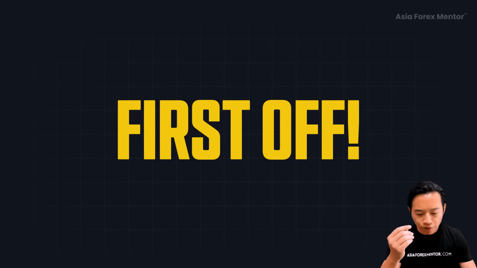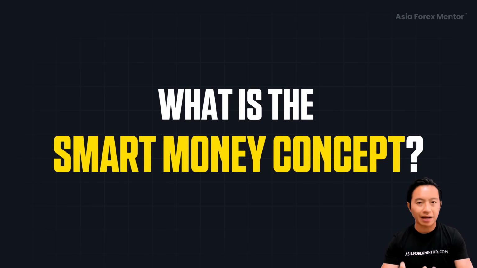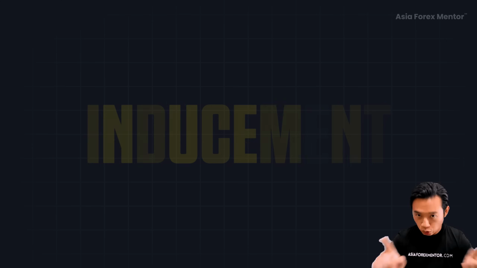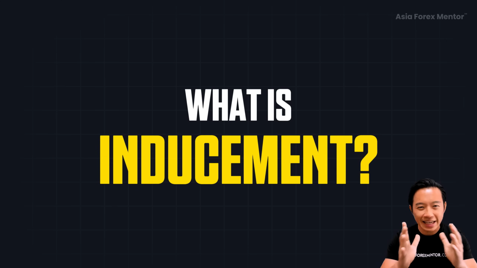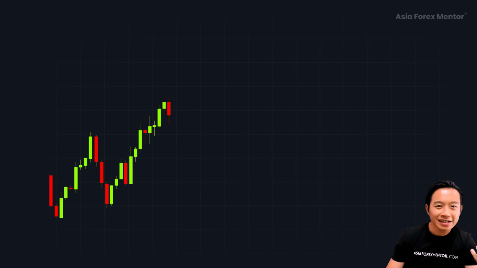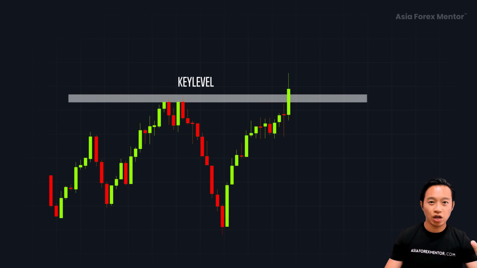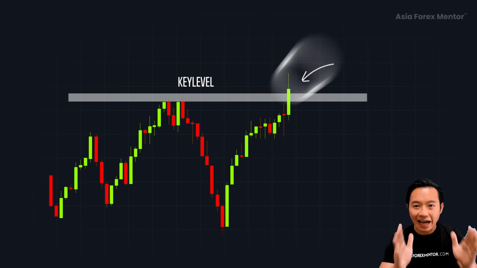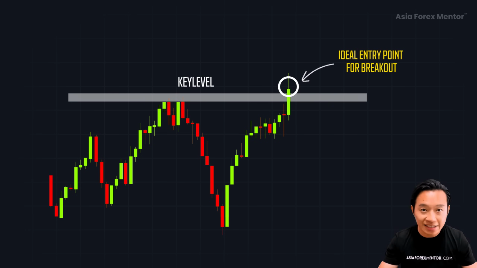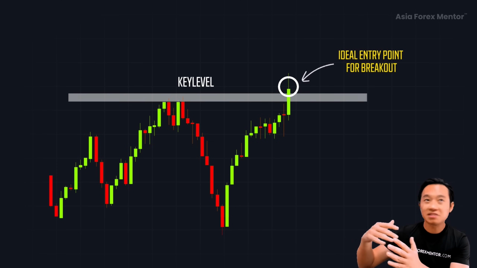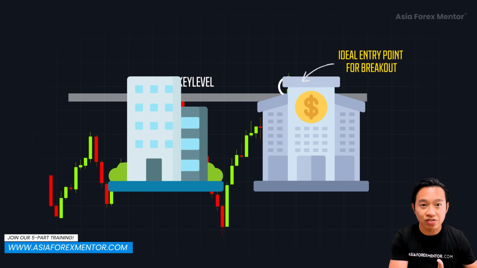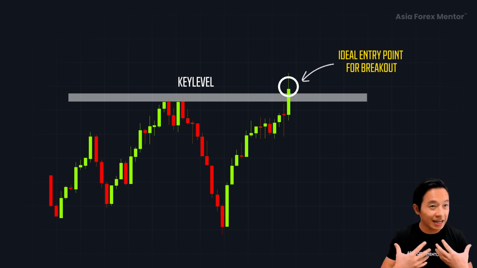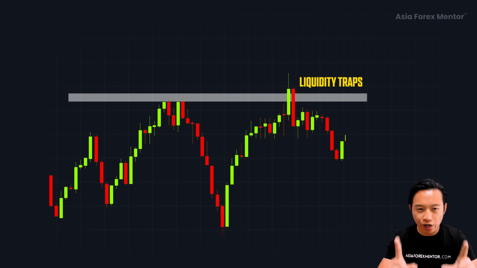Okay, so first off, in order for you to know what the smart money concept is, let's start by introducing this term, inducement. So, what is inducement? Inducement happens at a key level or a zone where traders believe it is the ideal entry point based on their analysis or the strategy itself. Large financial institutions, the central banks, often use this tactic to lure retail traders like us into all these liquidity traps.